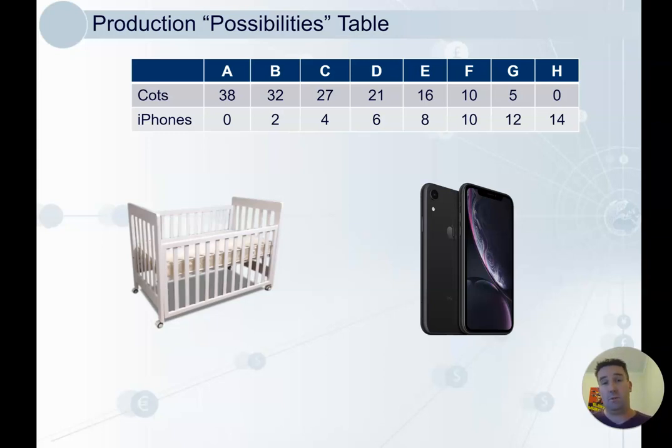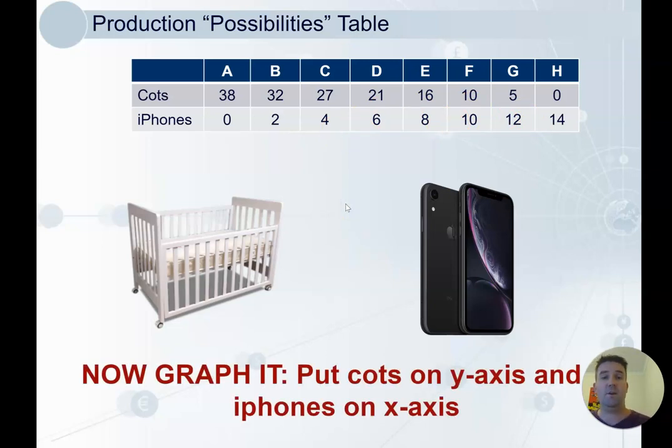If they want to make iPhones, they can make iPhones, but they have to give up cots, right? So their opportunity cost of making 2 iPhones, what they forego is making 6 cots. So that's their opportunity cost, right? And we see these figures just continue. As they make more iPhones, they make fewer cots, right? What we're going to do now is graph this. So I'm going to put cots on the y-axis and iPhones on the x-axis. And just a reminder, the y-axis is the one that goes straight up, the x-axis is horizontal. Okay, so pause and have a go at that.